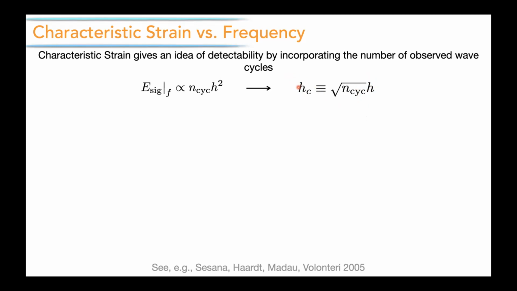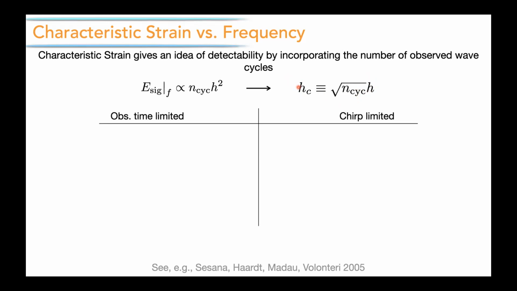But what is the number of cycles? Well, there are two regimes. One is that the binary doesn't really evolve much. Its frequency doesn't evolve much, so it's sitting at the same frequency. Then you're limited by your observation time. So the evolution time, the chirp time, the frequency you start at over the frequency derivative, when that's much longer than the time you're watching for, the number of cycles is just the frequency you're at times the time you watch.